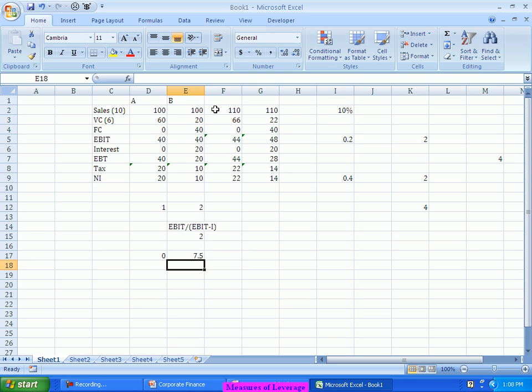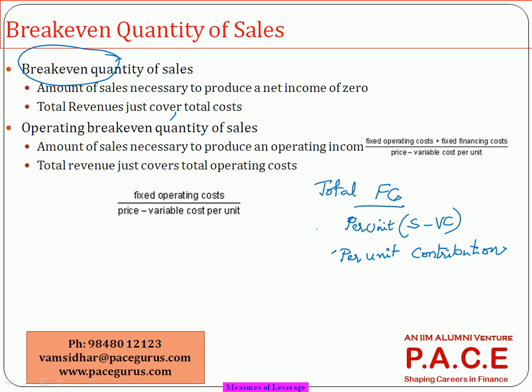So the simple logic for us is to apply this formula. If I want to find out the total break even point, look at the total fixed costs, not per unit, total fixed costs divided by per unit sales minus the variable costs, or the per unit contribution.